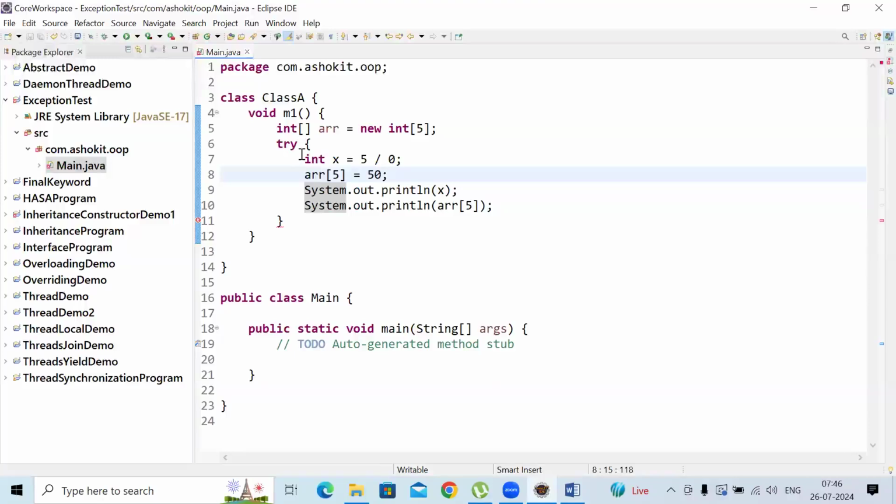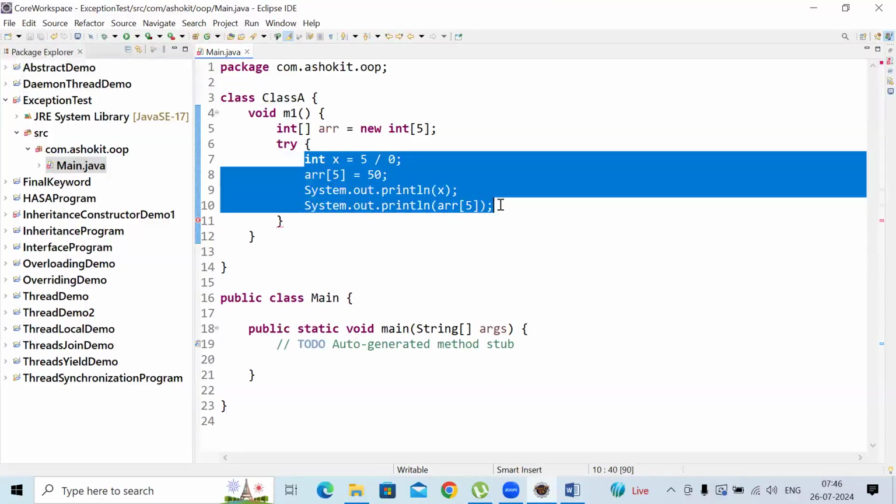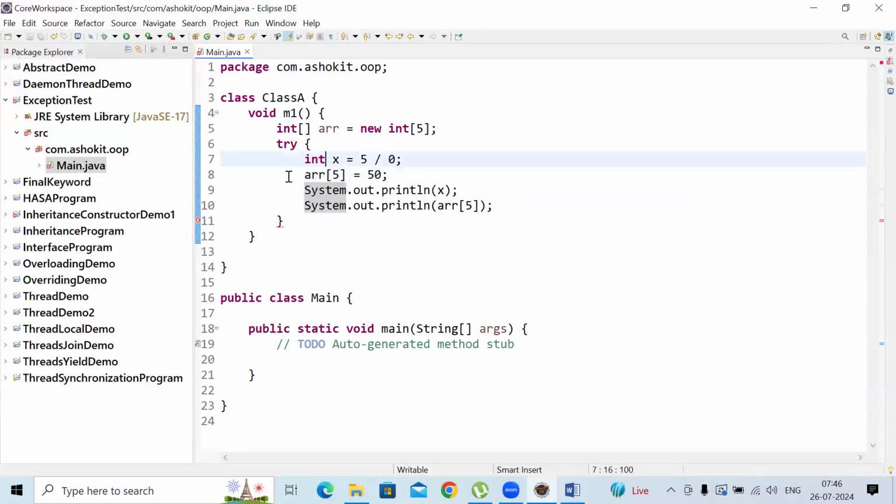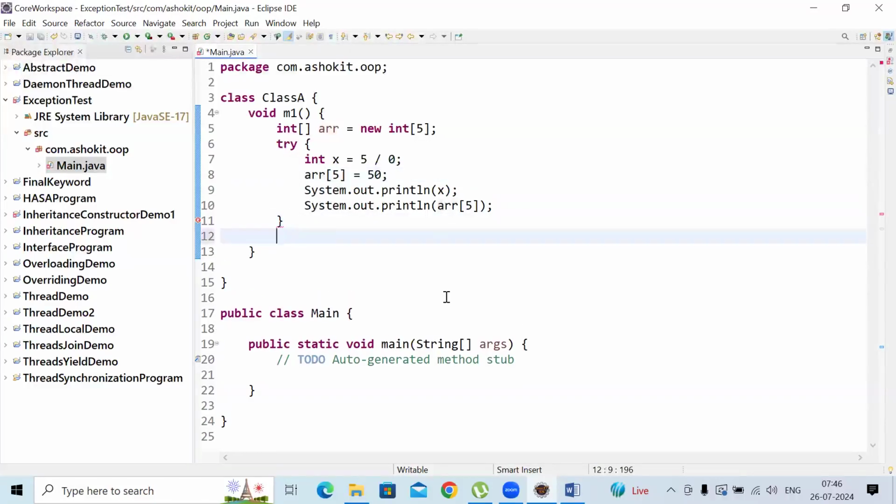Tell me from this try block now, which exception will be thrown? Arithmetic exception, not array index out of bounds exception. Why? Because the exception occurred at line number 7. If an exception occurred at line number 7, control doesn't execute line number 8. That's why we don't get array index out of bounds exception. Which exception we will get? Arithmetic exception.